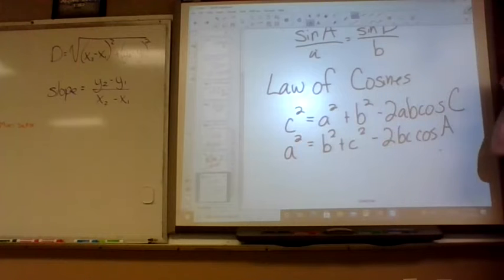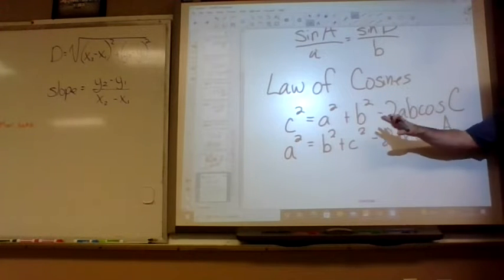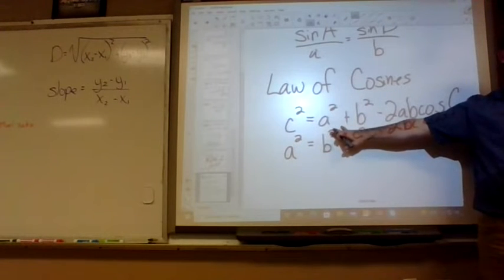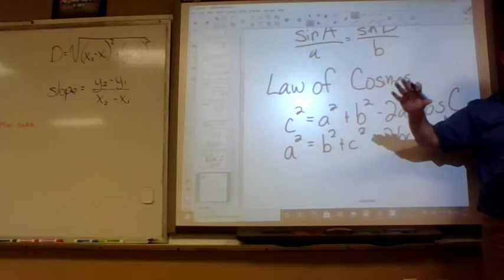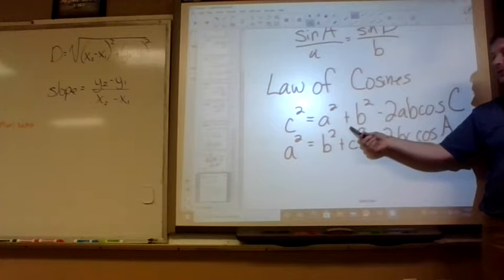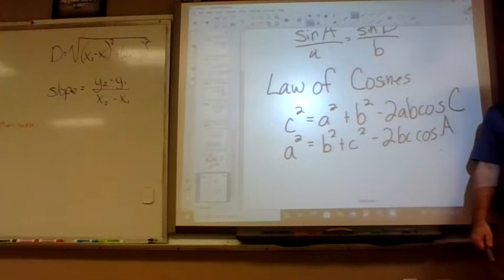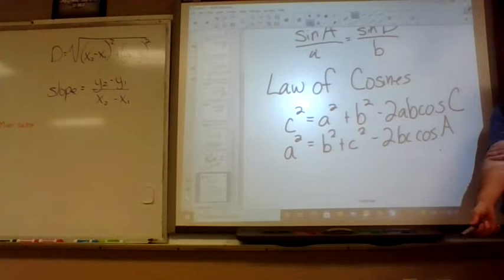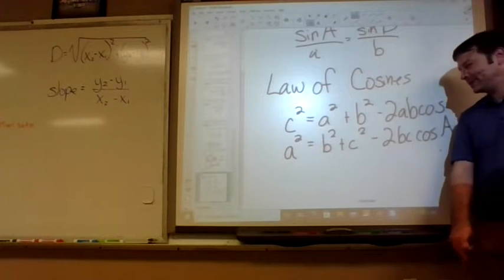Is C always a hypotenuse? No, this is not for right triangles. If you've got a right triangle, you use the basic SOHCAHTOA stuff. This is for random weird triangles, whatever you want to use it on, like a 10, 20, 20 triangle.